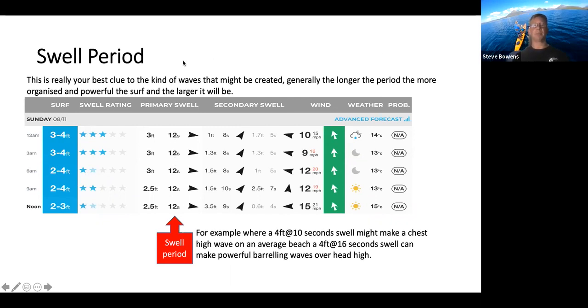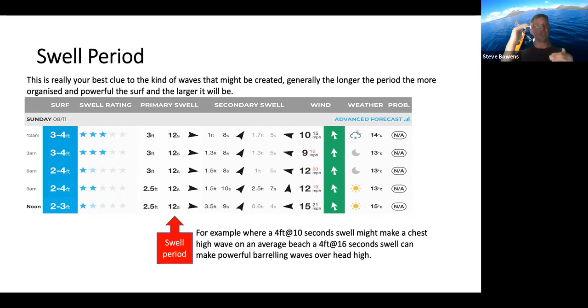And that period is important because, as in the example I've given here, if you've got a 4-foot wave, and yesterday we had 2 to 4 foot, if you have a 4-foot wave at a 10-second period, it means that it will be about chest high on somebody surfing along. That can be really confusing if you're not into surfing. Actually, it's confusing for surfers as well.